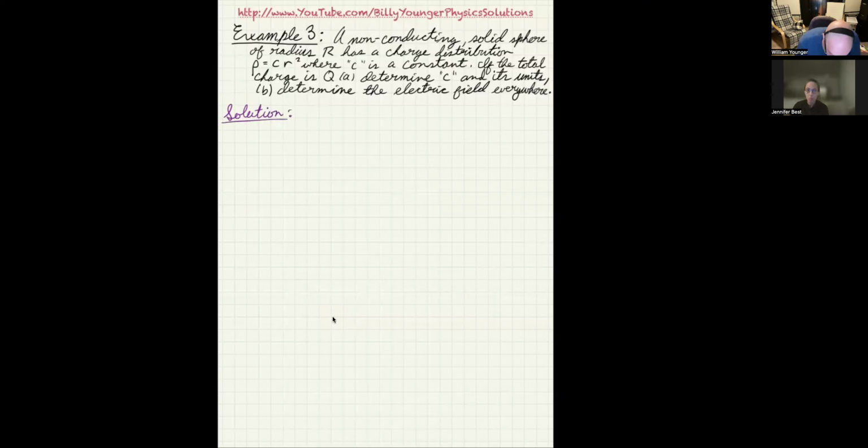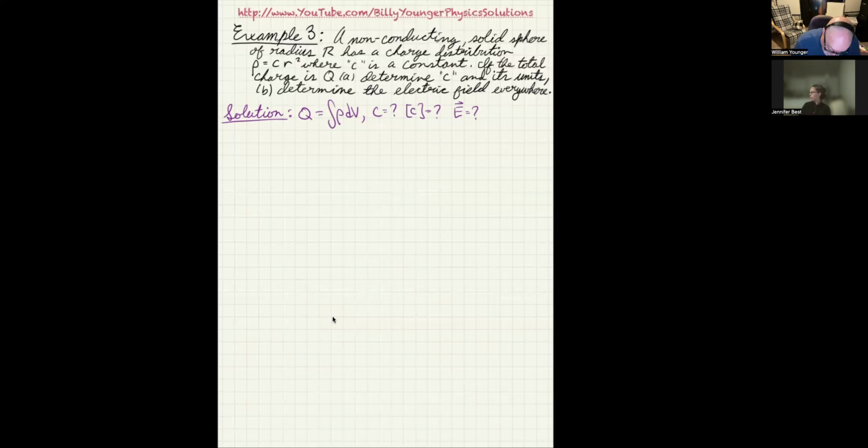So what we know is that Q is equal to the integral of rho dv. That's one thing we're going to find out. We want to know what C is equal to, and what the units of C are. And then we want to know what the electric field is everywhere. So that's what we're shooting for here. It is non-conducting, so the charges are going to stay fixed wherever they are.